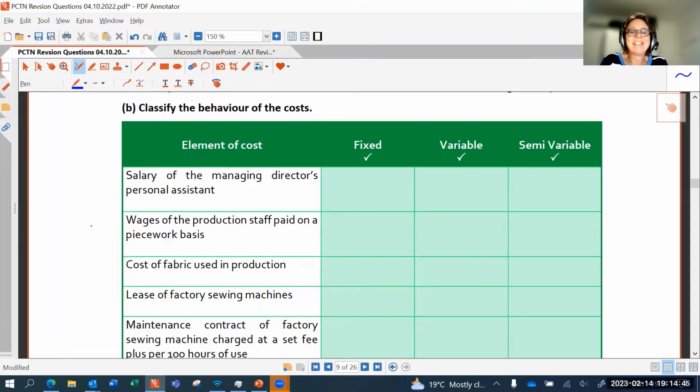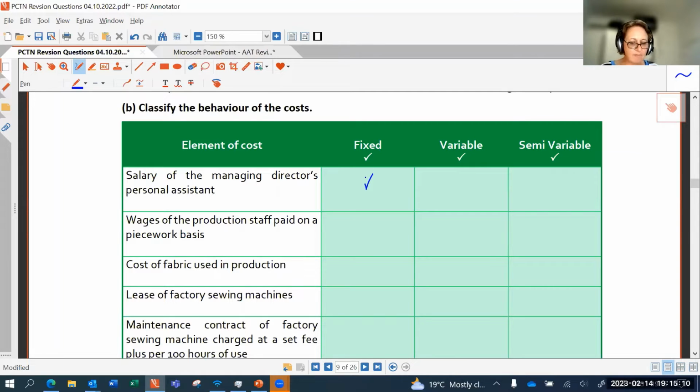Probably not. So I would agree with you that that cost is fixed. It is staying the same irrespective of how many tracksuits are produced in the factory. The salary will not change. And because it won't change, it is a fixed cost. It stays the same irrespective of how many units are produced. Well done.